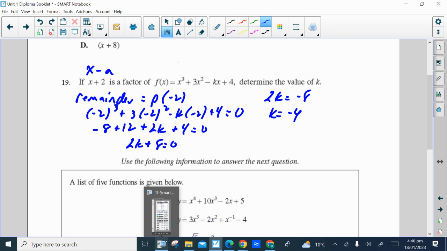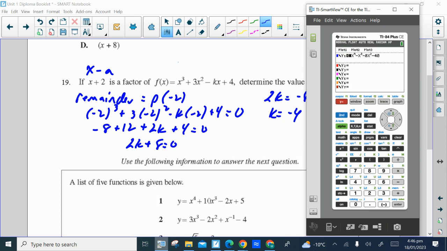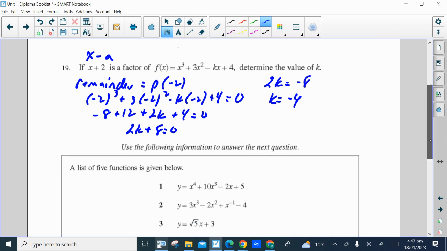And again, you could check that on the graphing calculator. If k is negative 4, the equation would be x cubed plus 3x squared. If you let k equal negative 4, minus negative 4 becomes plus 4x, and then plus 4. If you graph this, to make sure that x plus 2 is a factor, that would mean that negative 2 is an x-intercept. If I go into trace, I let x equal negative 2, y does equal 0. That confirms that negative 2 is an x-intercept. So you can check it.